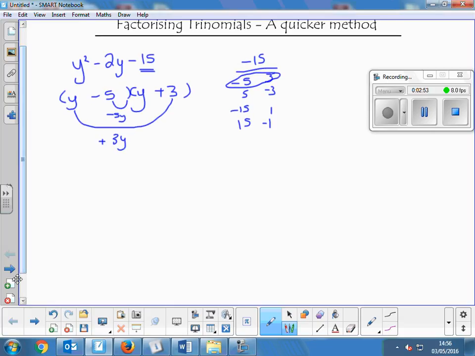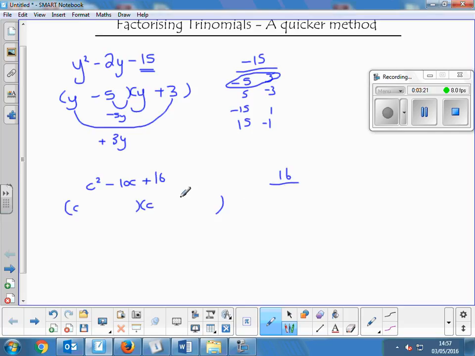So we'll do one more example of this type, and then we will go on to non-unitary coefficient ones. So let's say, for example, c squared minus 10c plus 16. Okay, so double brackets. With c squared, it's easy. Our factors are just c and c, and then our factors of positive 16.